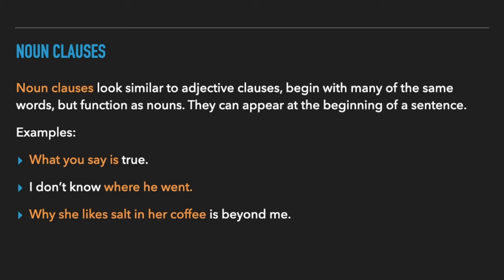So in the first example, the noun clause is "what you say," and the entire clause is the subject of the sentence, "what you say is true." So that entire clause functions as a noun, which is a subject. In the second example, "I don't know where he went." In this example, the noun clause functions as the object of the sentence. And in the third example, "why she likes salt in her coffee is beyond me." This is almost identical to the first example here, where the clause, "why she likes salt in her coffee," is the subject of the verb is, and is the subject of the independent clause, which is the whole sentence.